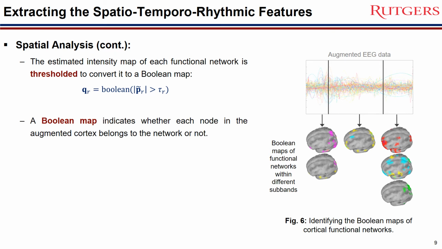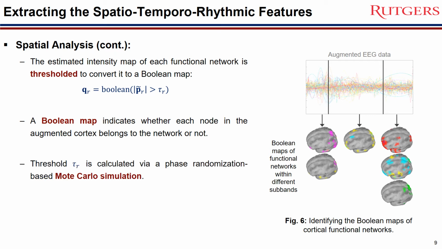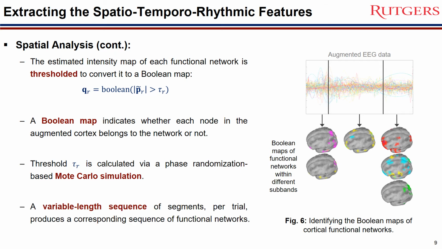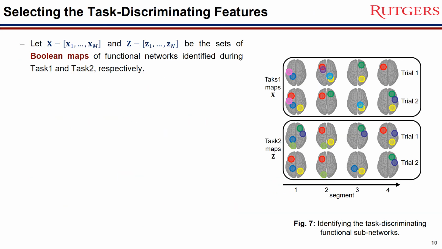The estimated intensity map of each functional network is thresholded to convert it to a Boolean map. A Boolean map indicates whether each node in the augmented cortex belongs to the network or not. Thresholds are calculated via a phase randomization-based Monte Carlo simulation. Overall, a variable length sequence of segments per trial produces a corresponding sequence of functional networks.